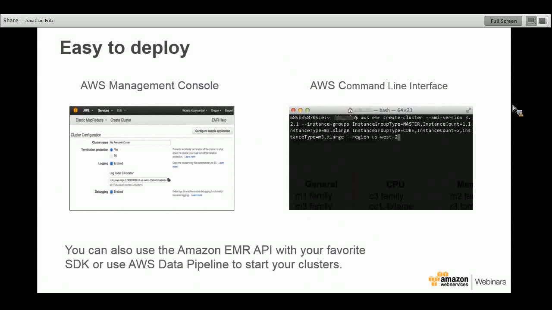An EMR control plane will go in, spin up all the nodes, install everything, make sure everything is managed and working, and then execute your job or allow you to tell it what to do next.